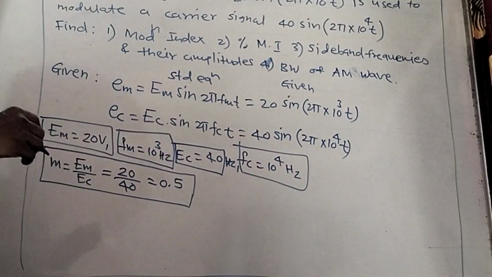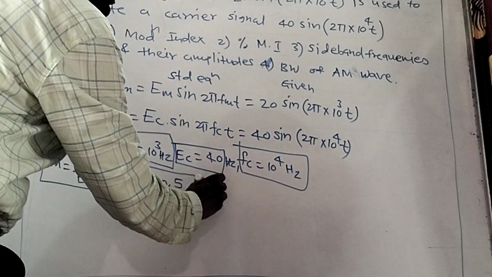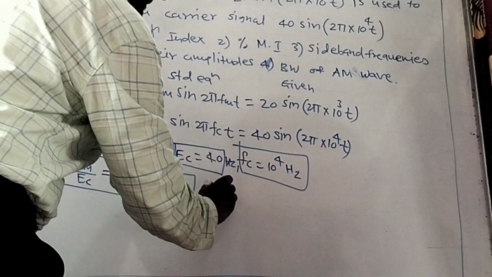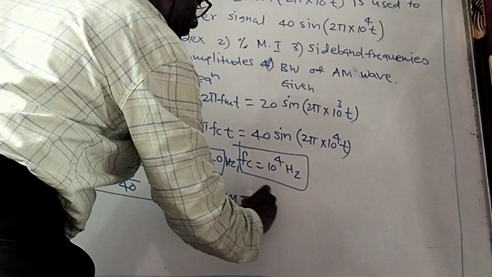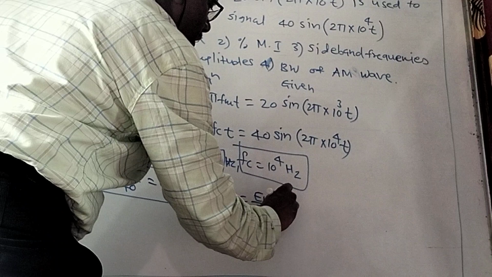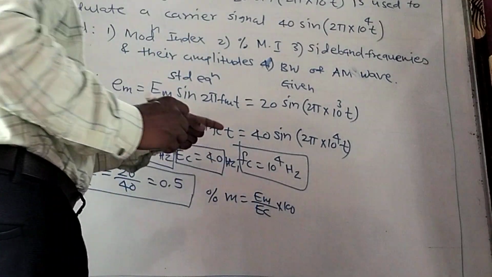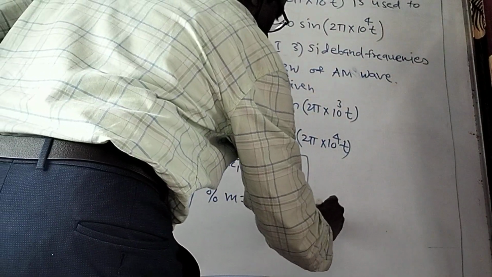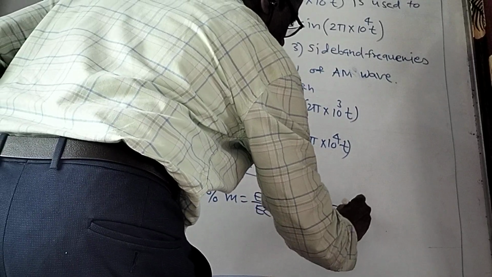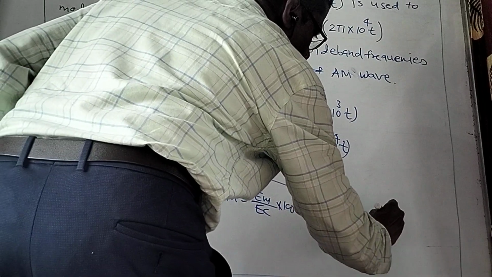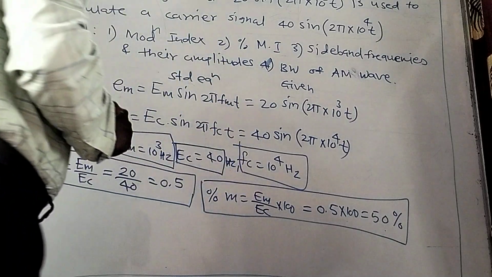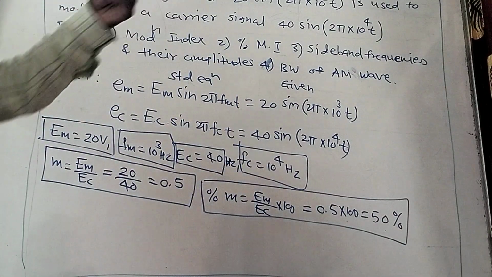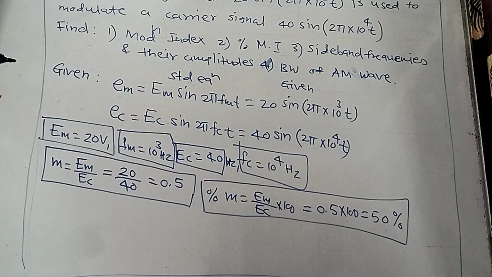Then we will calculate percentage modulation. Percentage M is equal to EM by EC into 100. We know M is 0.5, into 100, that is equal to 50%. That is, the percentage modulation index is equal to 50. Clear?